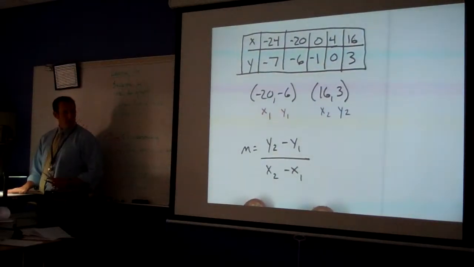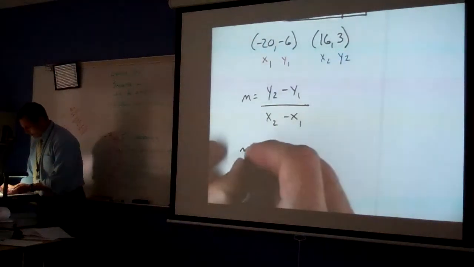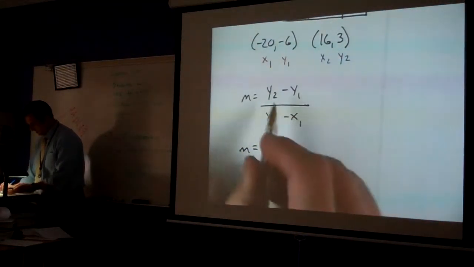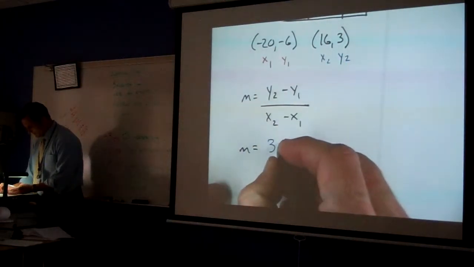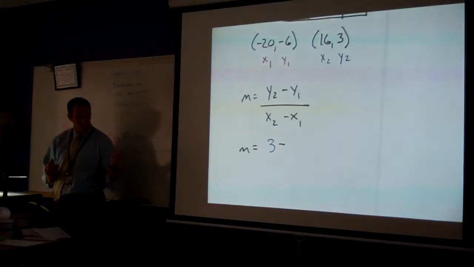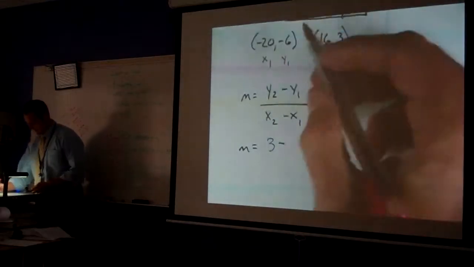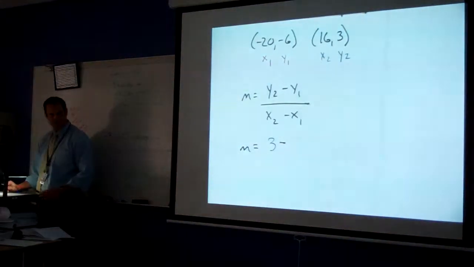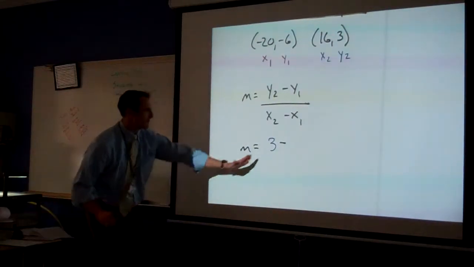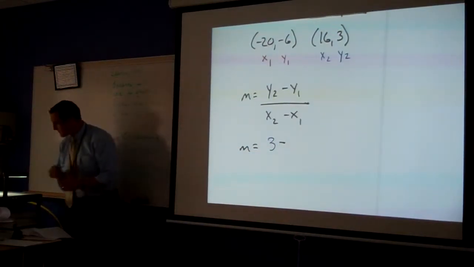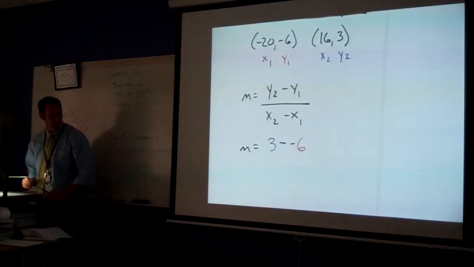So now that we've recalled the formula, we are ready to substitute our values. Slope is y2, which in this case is 3. The minus sign comes from the formula. y1. What is y1? It's -6. So what do I already have, the negative here, right? But that comes from the formula. I haven't put the negative of -6 in until just now.